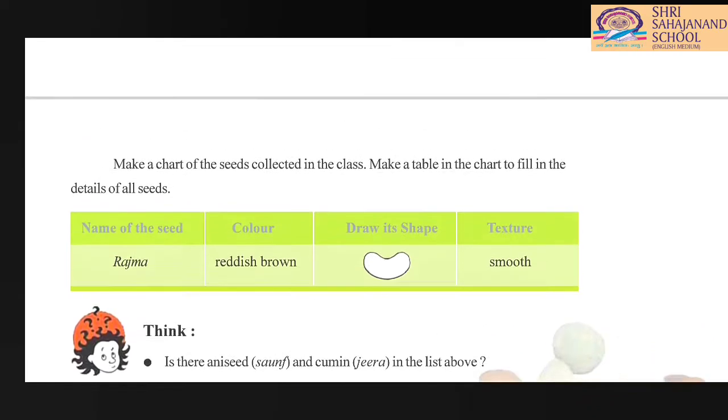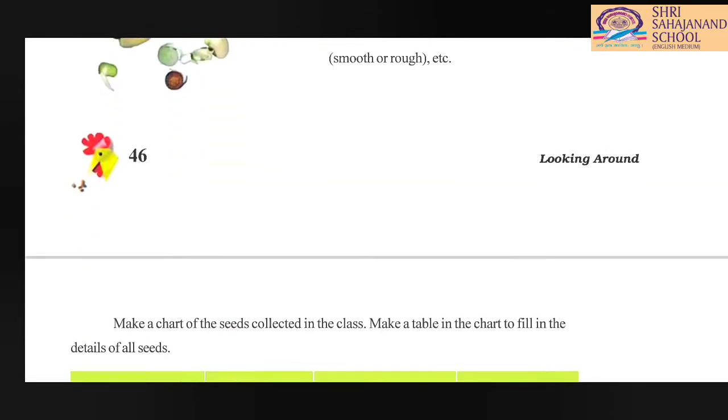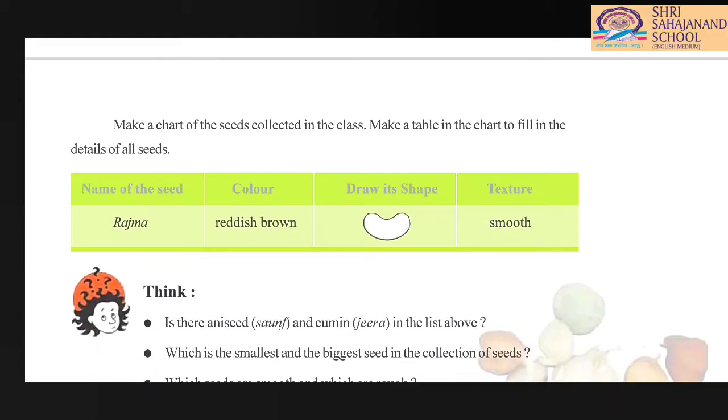Okay, so in the last part we saw the last topic, that is "Many Seeds", in which we drew 4 columns and collected 4 to 5 types of seeds, isn't it? And we separated them based on their name, their color, their shape and their texture. In texture we saw whether they are smooth or rough.